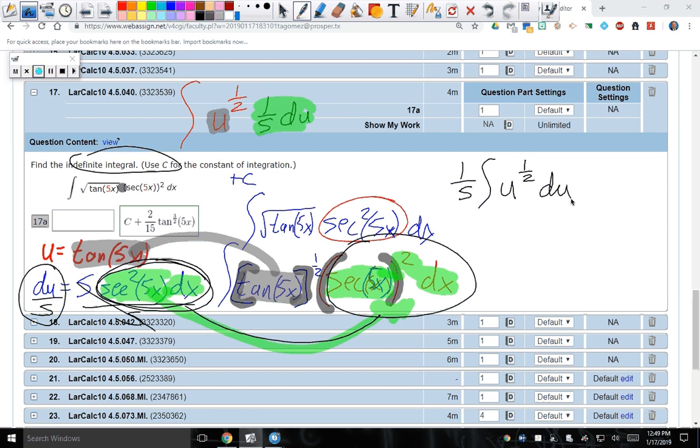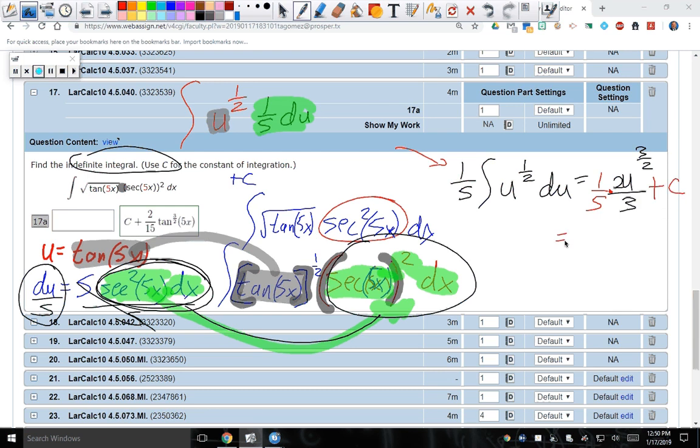My goal with U substitution is to create something that I can do reverse power rule on, just like that. Are we good? So what does u to the 1/2 become? U to the 3/2 times what? 2/3? What am I missing? 1/5. I got to multiply by my constant multiple. And I'm also missing something else. Plus c.